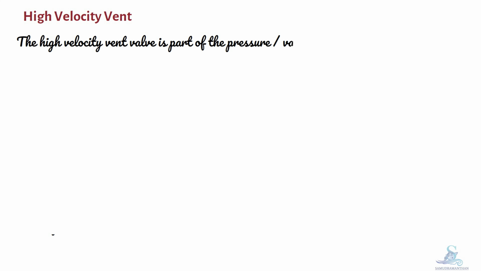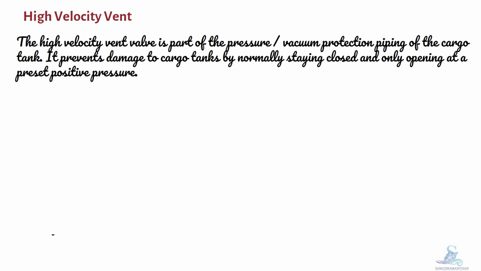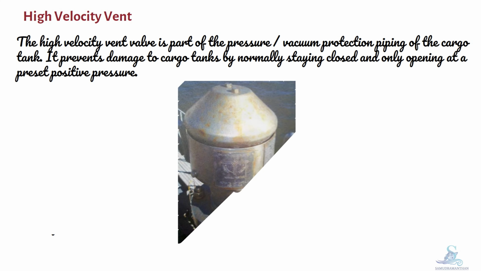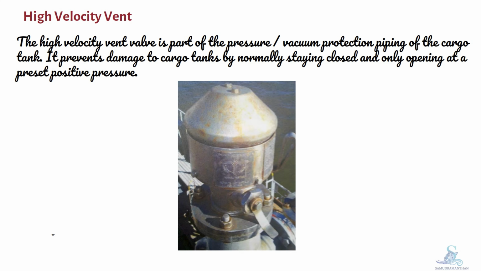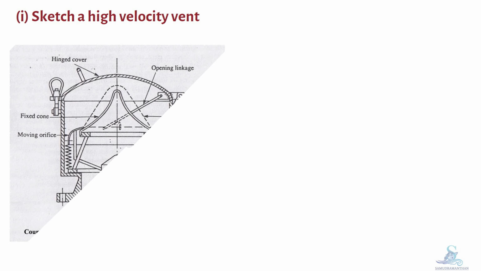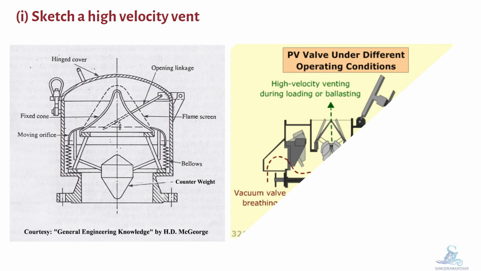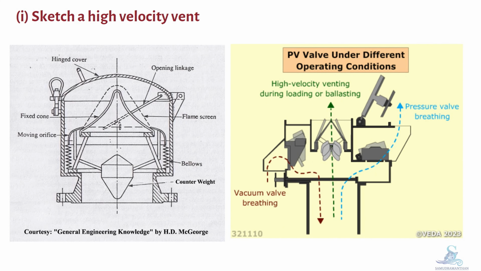Before moving to the next part of the question, let's discuss the high-velocity vent. The high-velocity vent valve is part of the pressure or vacuum protection piping of the cargo tank. It prevents damage to cargo tanks by normally staying closed and only opening at a preset positive pressure. This is the image of a high-velocity vent used on a ship. Let's sketch a high-velocity vent. This is the sketch of the high-velocity vent showing its various parts. This is the diagram under various operating conditions.